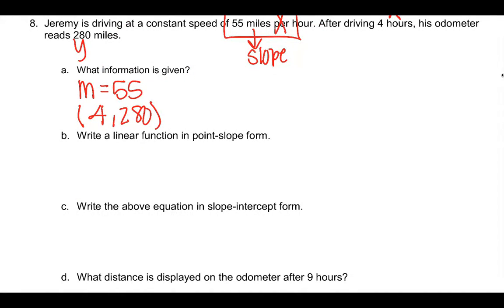Well, then it says write a linear function in point-slope form. Well, I can do that. I'm given a point and I'm given a slope. So y minus my y1 is 280. So y minus 280 equals my m, which is 55, parentheses x minus my x1, which is the 4. And I'm going to plug that in. Gives me my point-slope form.